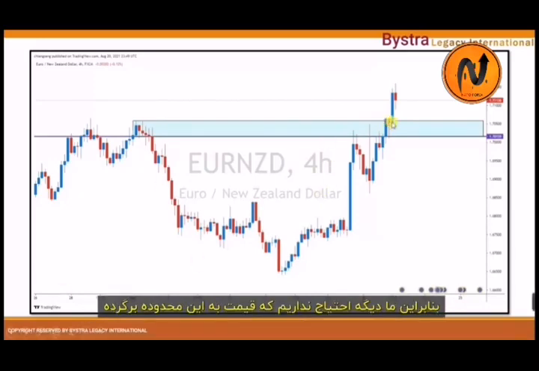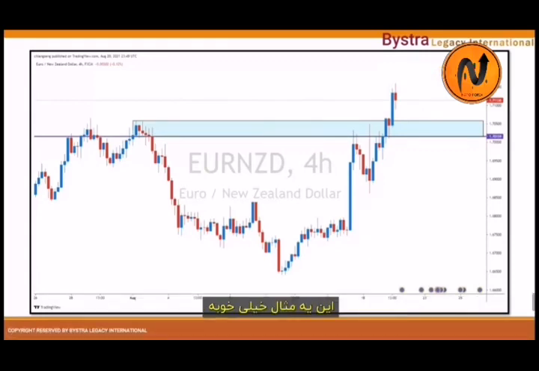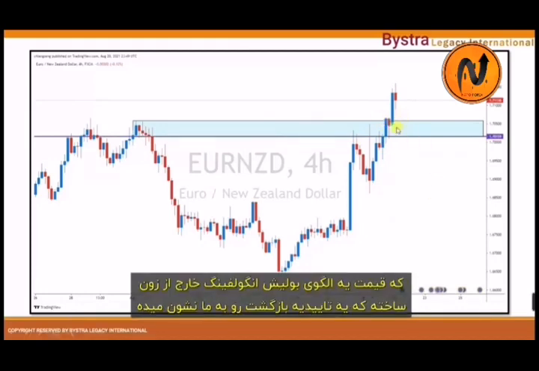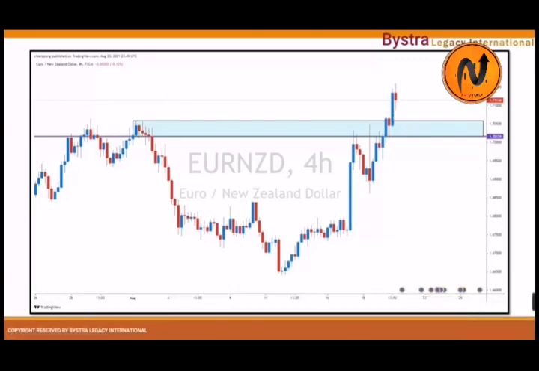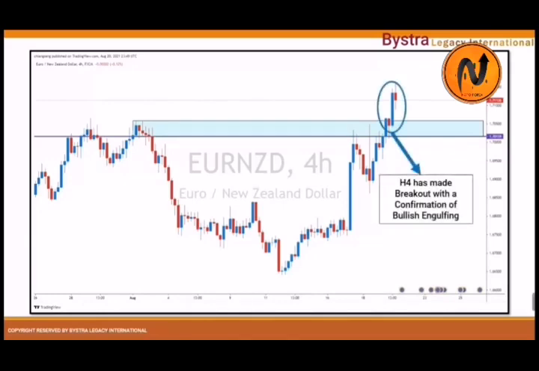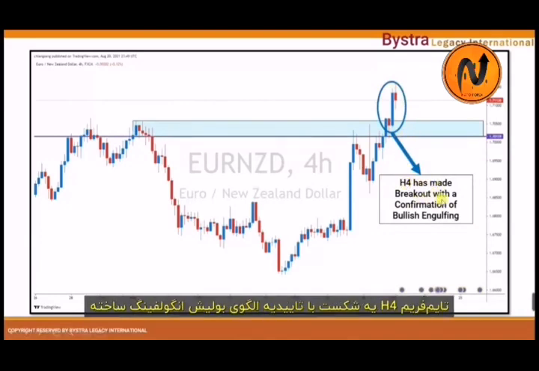So we don't need the price to come back into this area to make another confirmation of rejection before price continues to go up. This is a very good example where the price has already made a bullish engulfing outside of the zone, already showing the confirmation of rejection. At the same time, price has already broken the danger zone resistance of the daily time frame. As you can see here, I highlight one more time, the H4 has made a breakout with a confirmation of bullish engulfing.